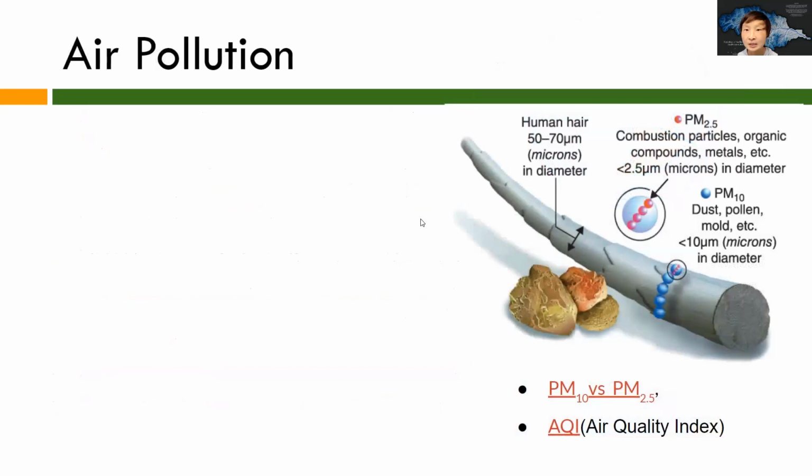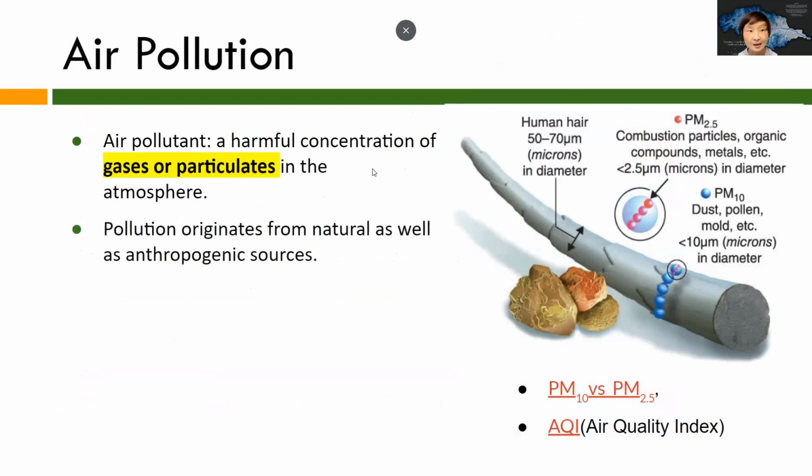Okay, so in addition to layers, we also want to know the particles, the air pollution. So what is air pollution in the first place? Air pollution or air pollutant. Let's first learn what is an air pollutant. It's a harmful concentration of gas or particles in our atmosphere. So basically it's bad for our health.